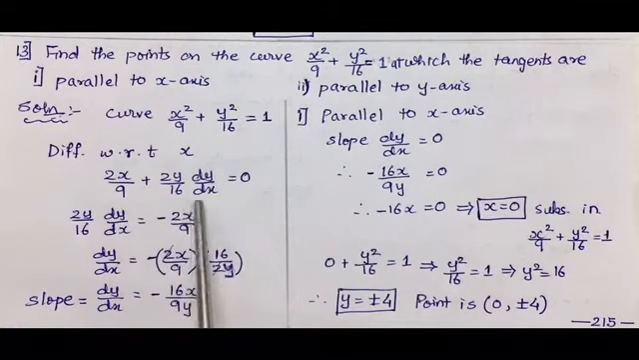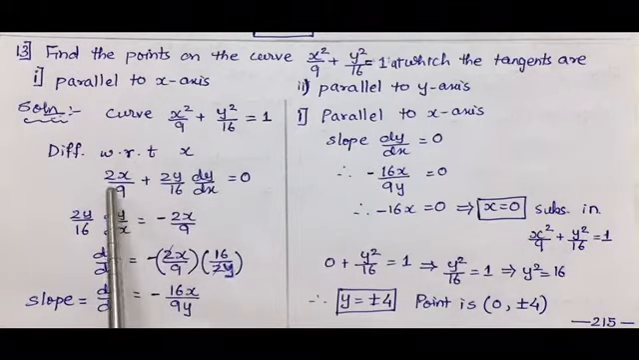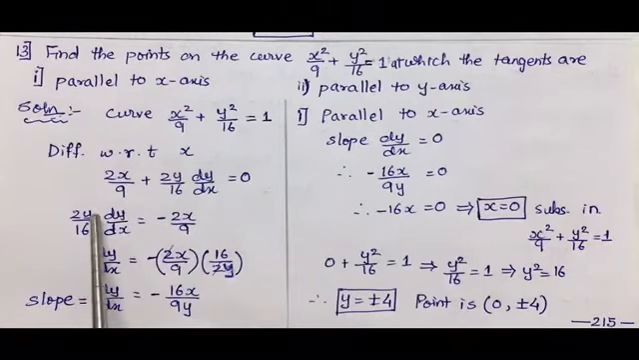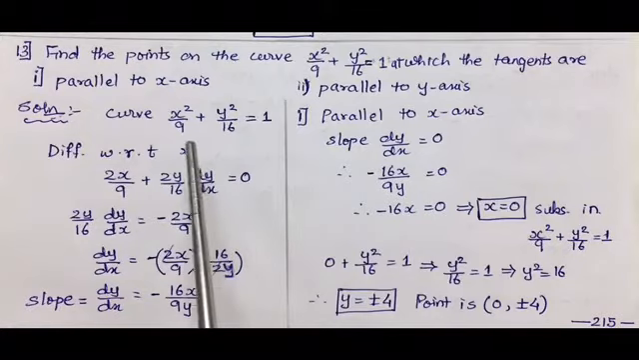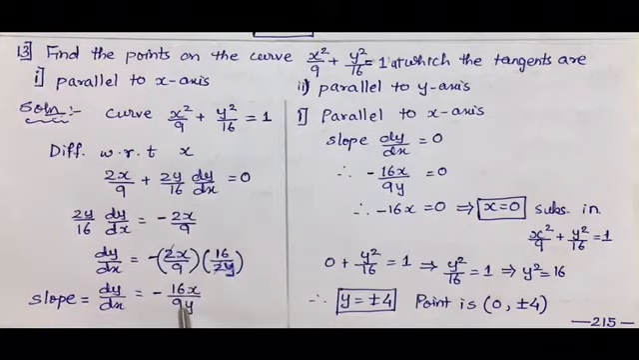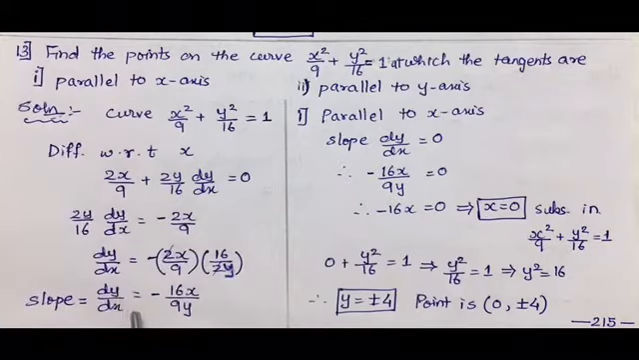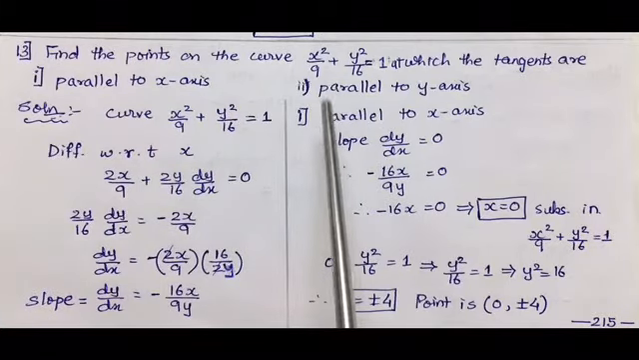Now making dy by dx as a subject, taking 2x upon 9 the other side, it becomes minus 2x by 9. Making dy by dx as subject, shifting 2y upon 16 the other side, 2 gets cancelled. The final dy by dx left out is minus 16x upon 9y. So this is our complete calculation of the slope dy by dx from the equation.